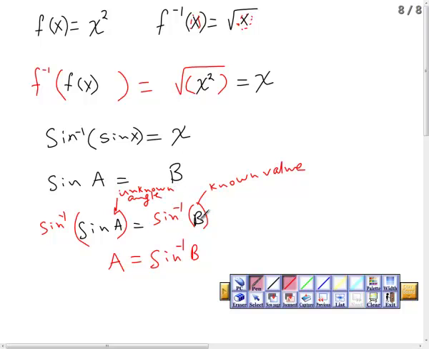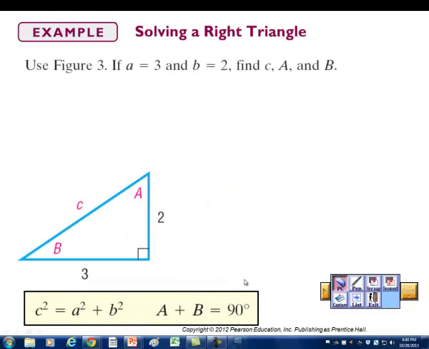So we don't know the angle, but we do know the value. So we can apply the inverse sine to both sides. Again, because we want our answer in degrees, you have to make sure your mode is in degrees. Okay, with that, let's take a look at our problem.